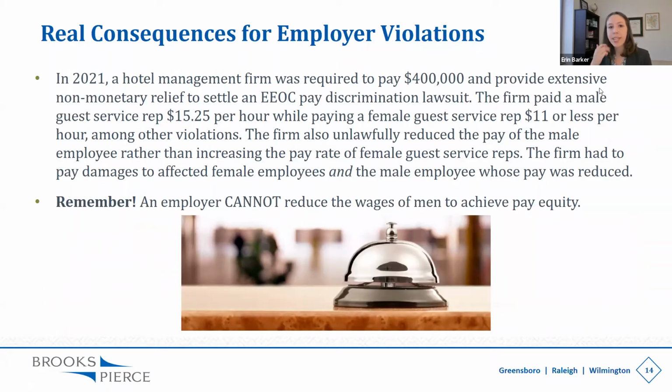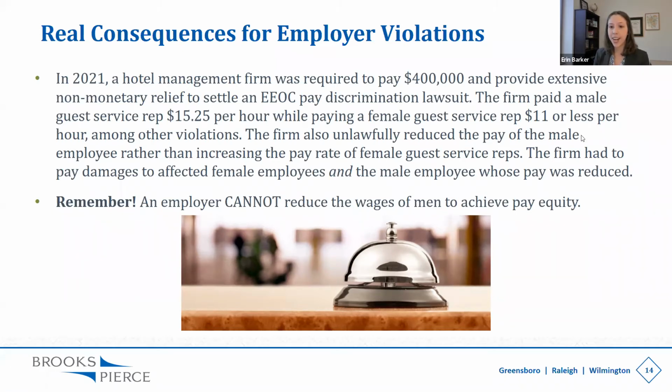One more example, we had a hotel management firm just last year in 2021. They had to pay $400,000 and had extensive non-monetary relief to settle a discrimination lawsuit. The facts of this one were this hotel management firm was paying a male guest service rep $15.25 an hour. There were several female guest service reps who were being paid $11 or less per hour. There were some other violations. When the hotel management firm realized this or received complaints about this, instead of increasing the pay of their female guest service reps, they decreased the pay of the male guest service rep to try to make it equal. But the EEOC said, no, you can't do that. You now have to pay damages to the female employees and the male employees whose pay was reduced.